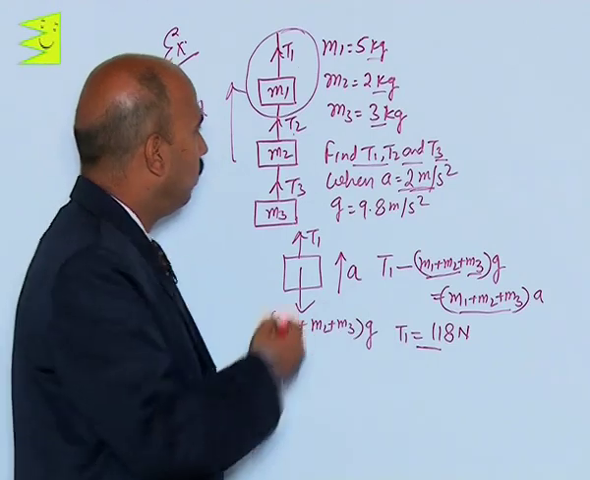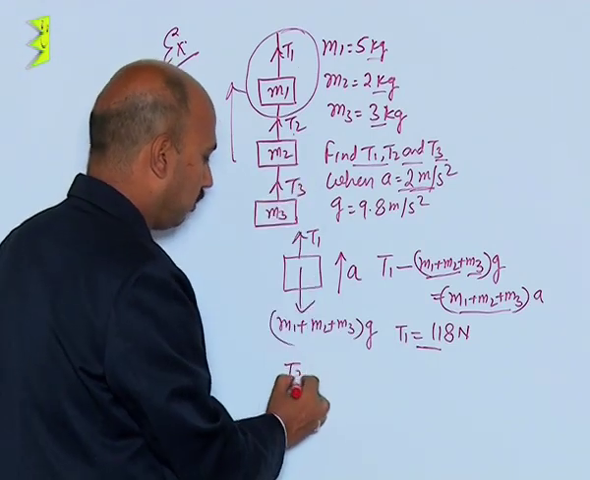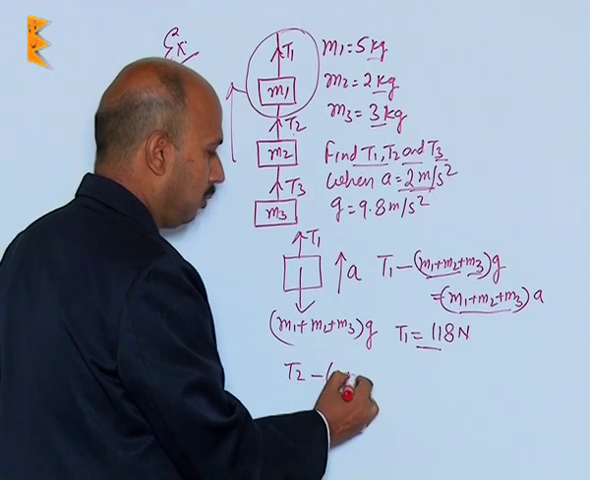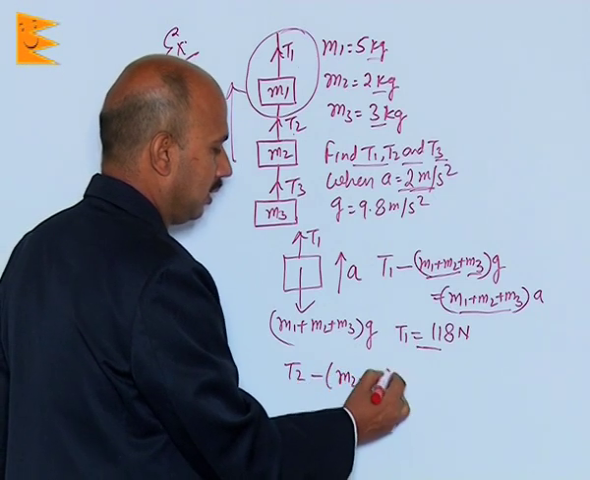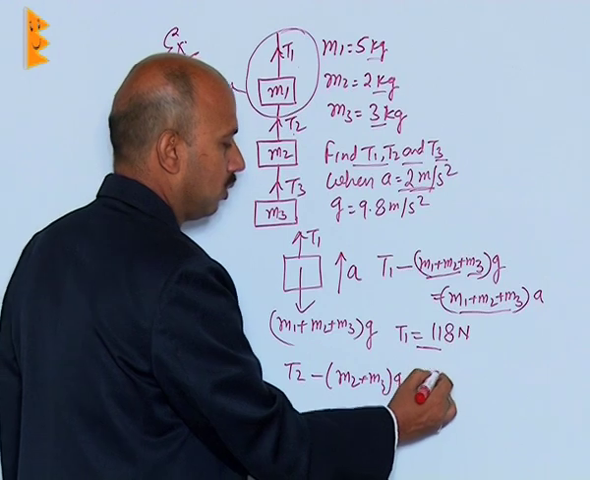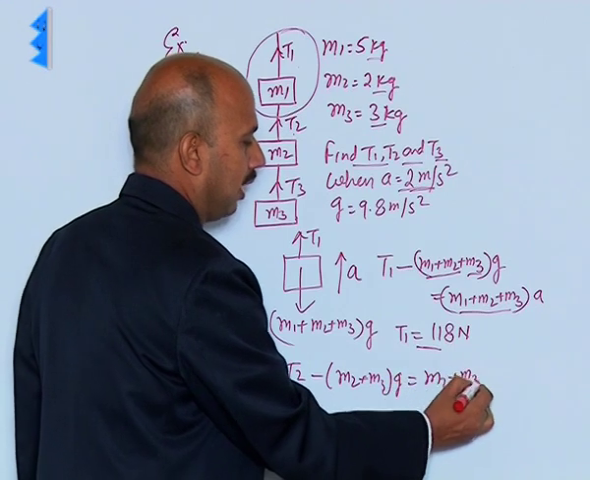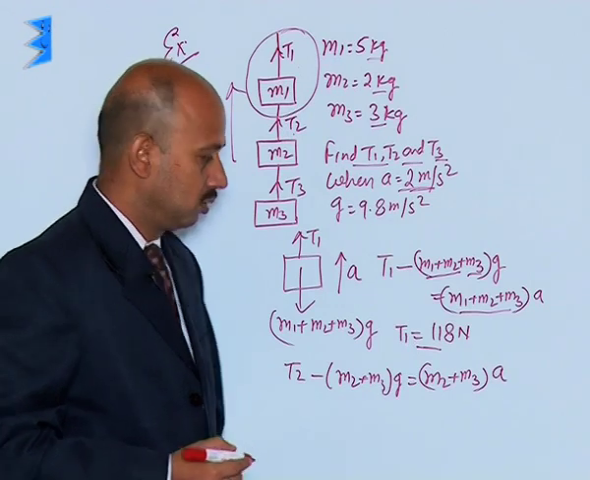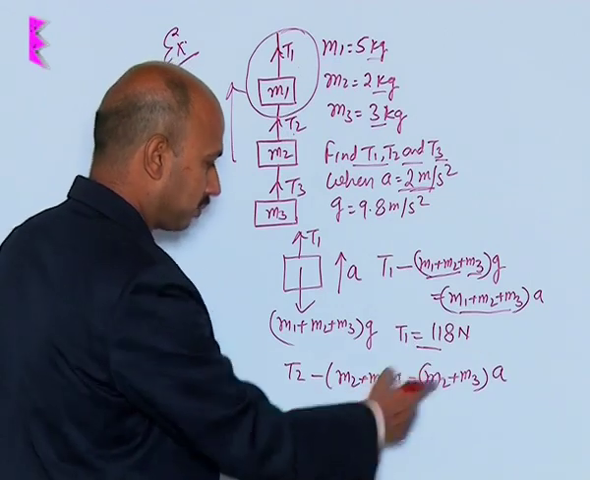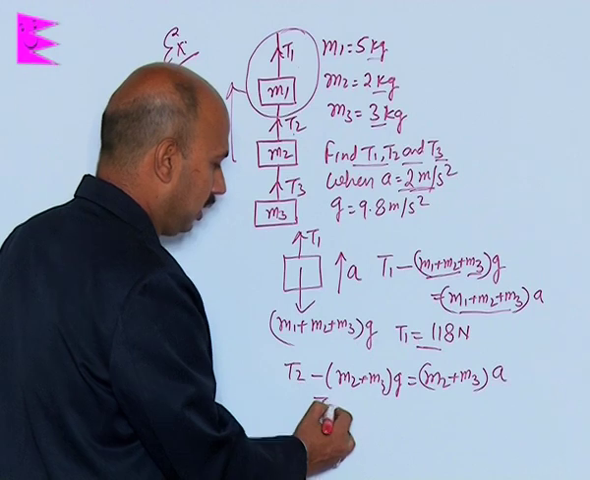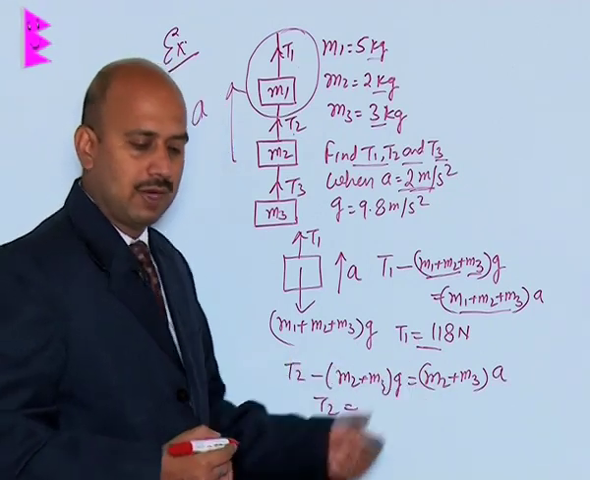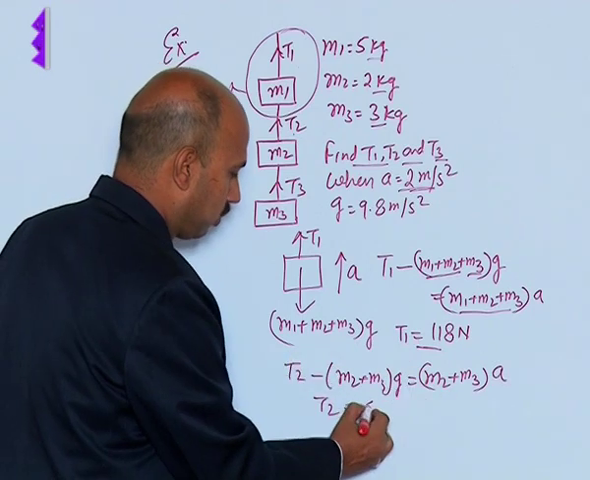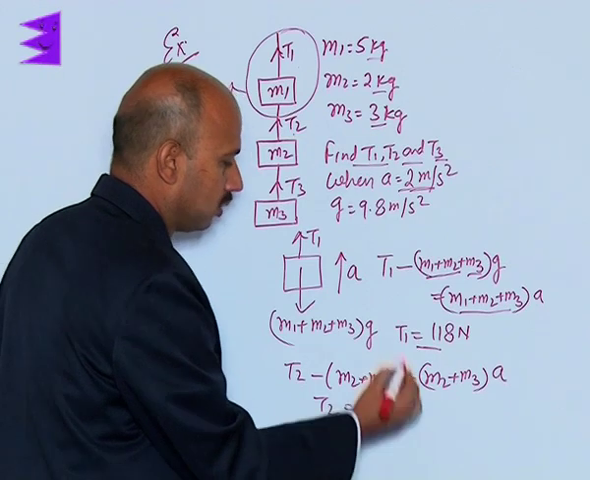Similarly, we can get T2: T2 minus (M2 plus M3) into G is equal to (M2 plus M3) into A. Again, put in all the values, and in this case you will get T2 equal to 59 Newton.